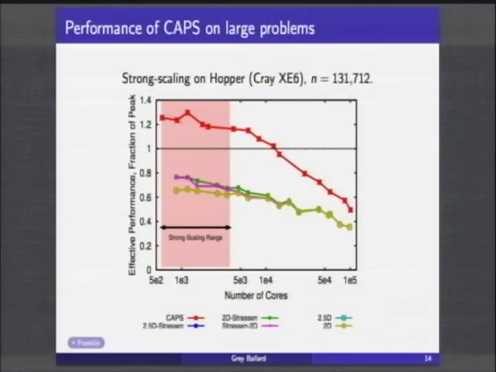similar. CAPS, the red line, is doing better than the alternatives. Strong scales for a bit, but then performance degrades. This is another big problem. This is basically compute-bound. So the theory said that Strassen doesn't just decrease computation, it also decreases communication. So if we had a communication-bound problem, we should still see some kind of benefit.